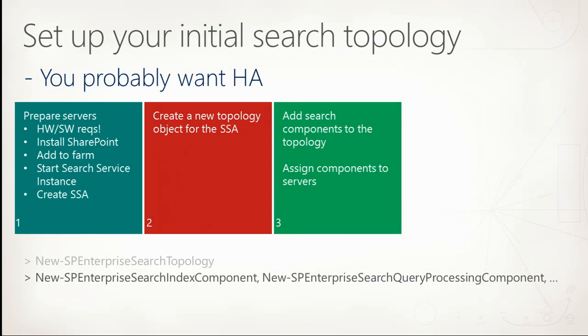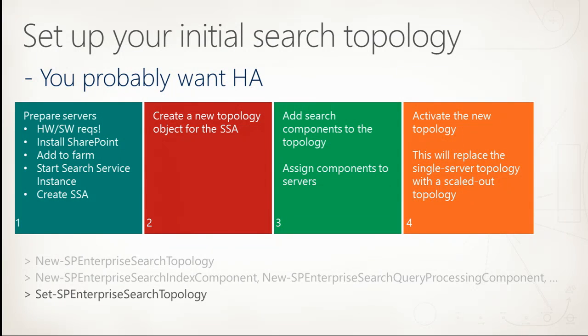And then you activate the topology using Set-SPEnterpriseSearchTopology. And that will go on for some time. There's a lot of housekeeping going on inside the farm when you do the activation. So then you have your new topology, and you can start to crawl your content.